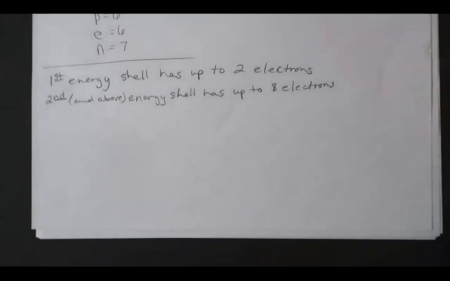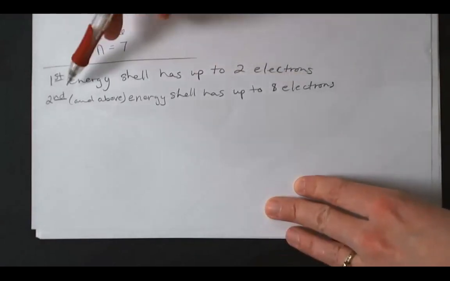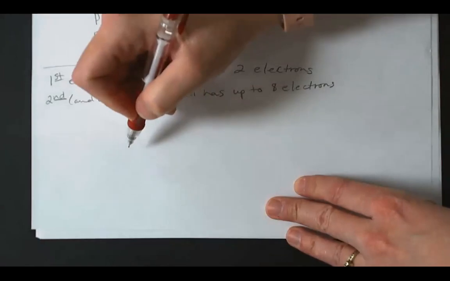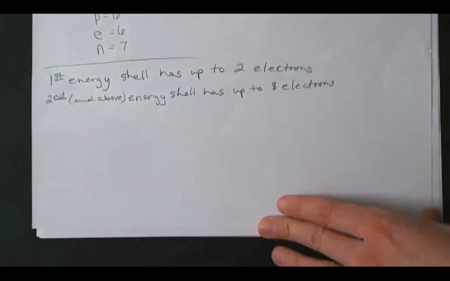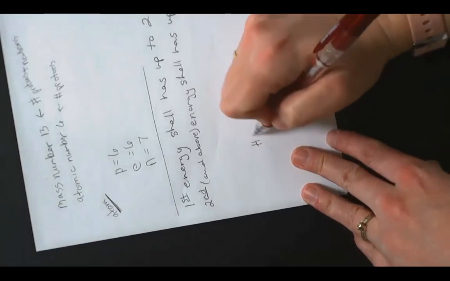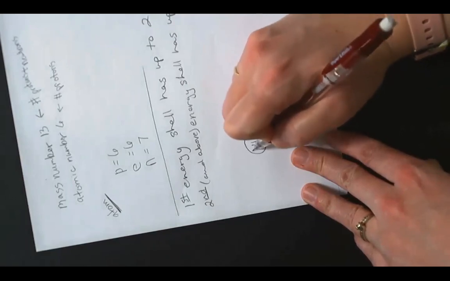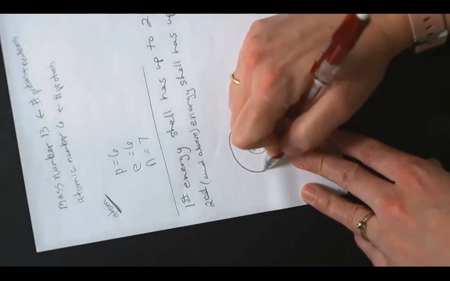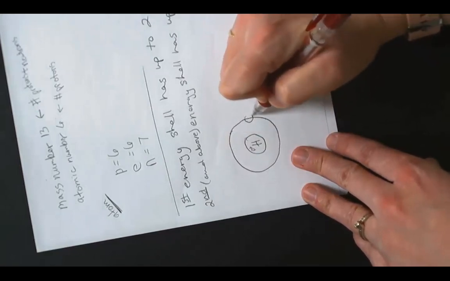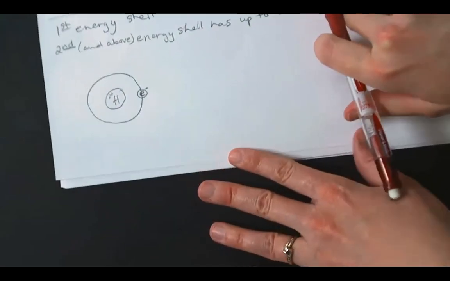All right. So we went here. First energy shell has up to 2 electrons, and then the second energy shell has up to 8. And that's true of third, fourth, fifth. So if we were looking at hydrogen, in its nucleus it has the one proton, so 1 positive proton here, and in its first energy shell it's going to have 1 negative electron. So we can see that's what's going on there.